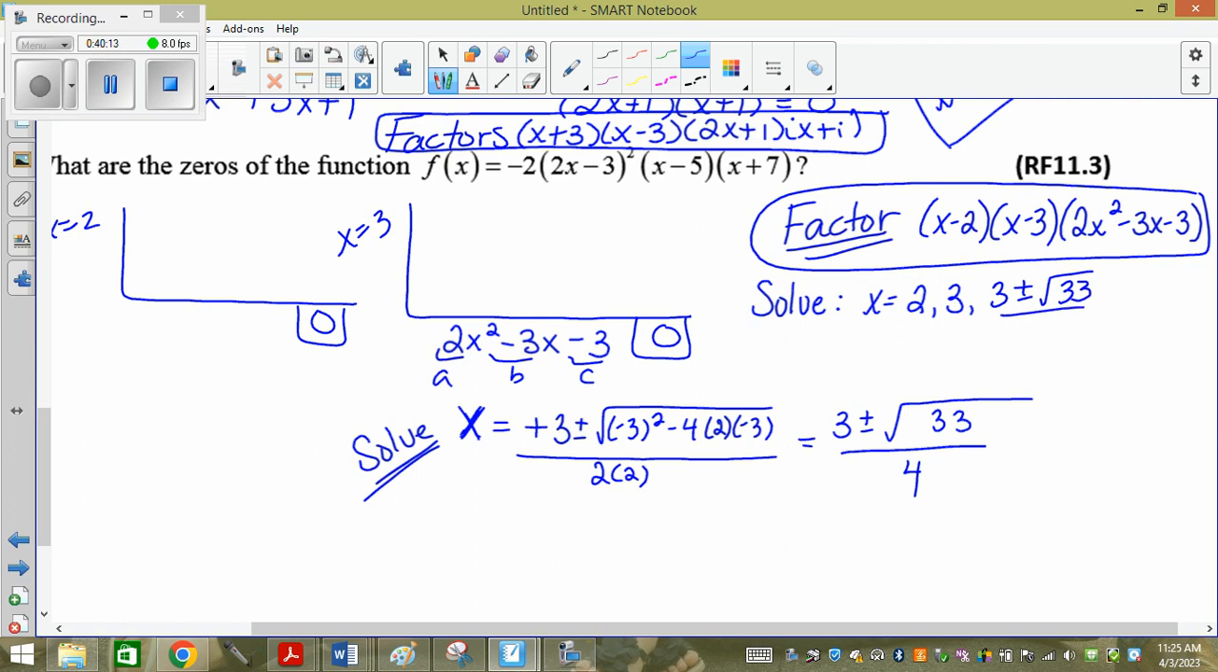Yeah. This is an exact value. This is Miranda's room.